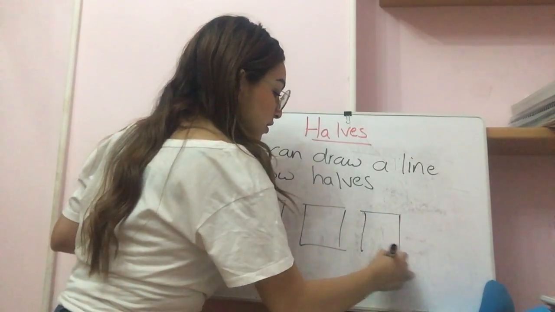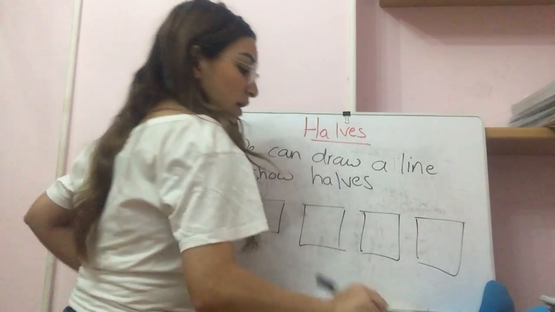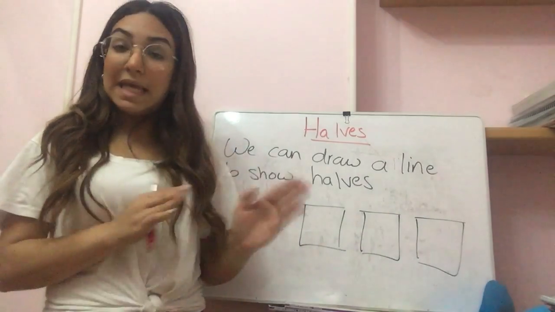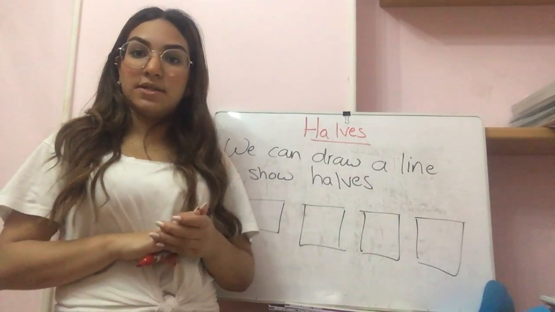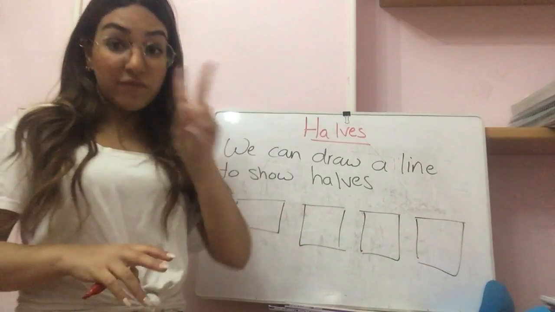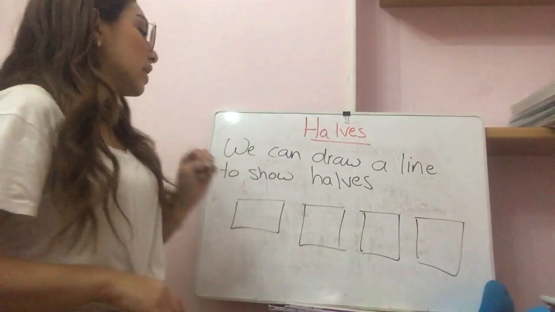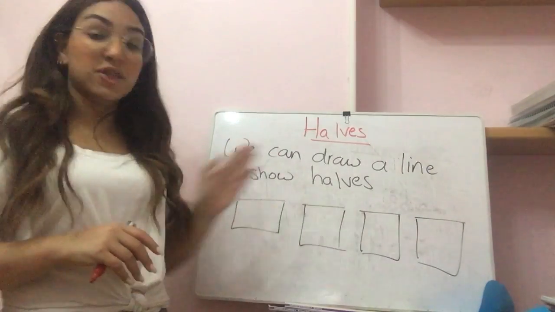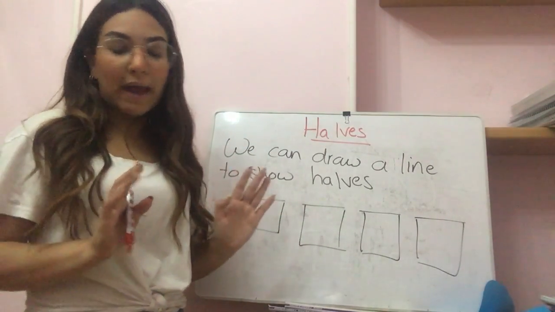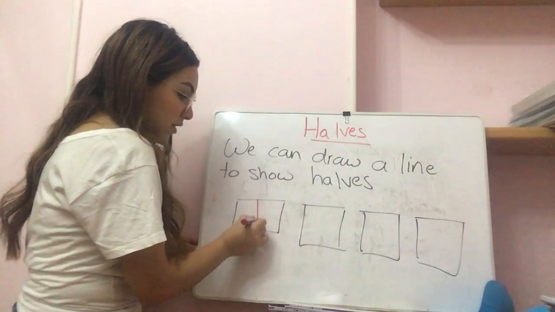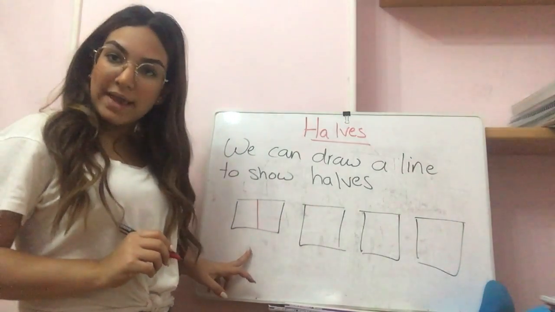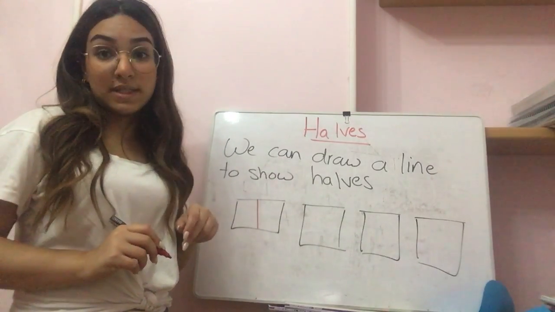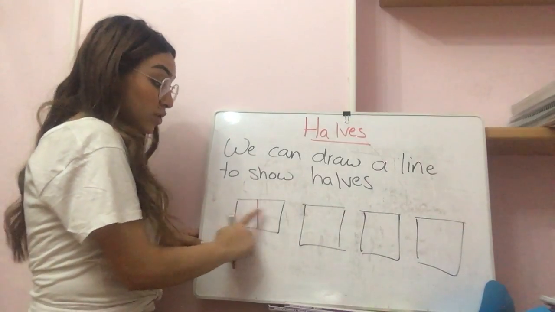These are four squares, and I'm going to separate these squares into two equal parts, or two equal shares, in order to have two halves. Now let me show you how we can separate them. We can separate these four squares with a line, like this. This is one way to separate this shape into two equal parts, in order to have two halves.